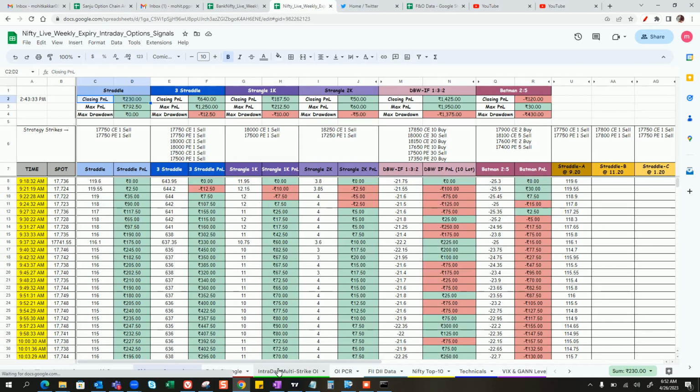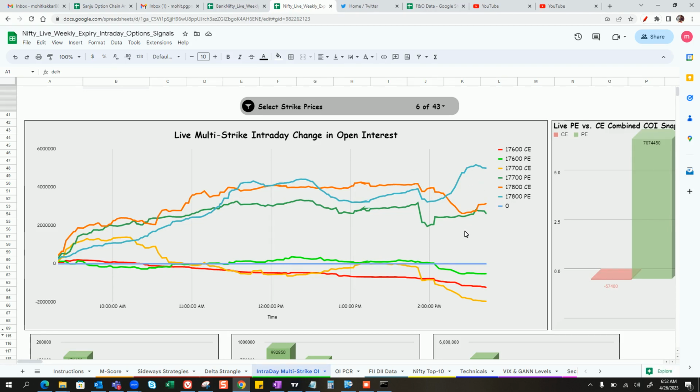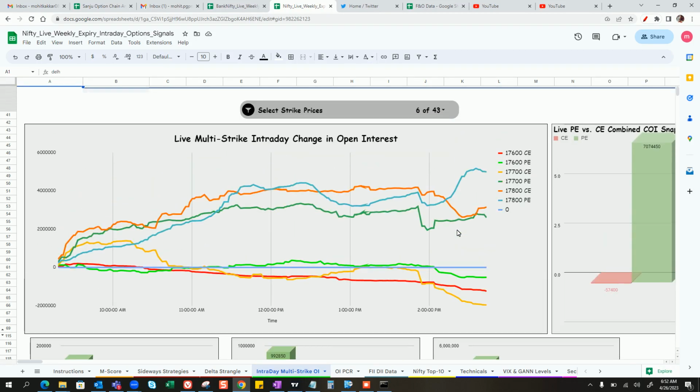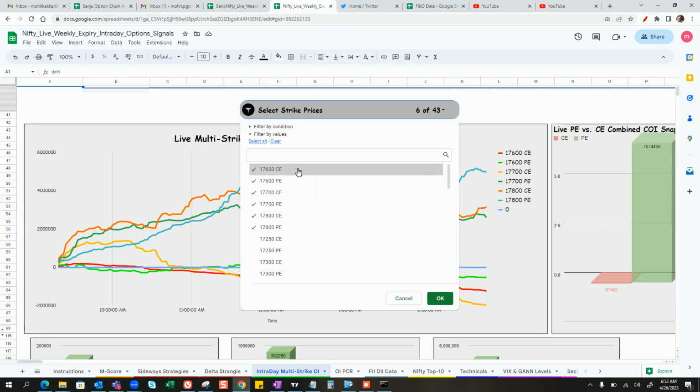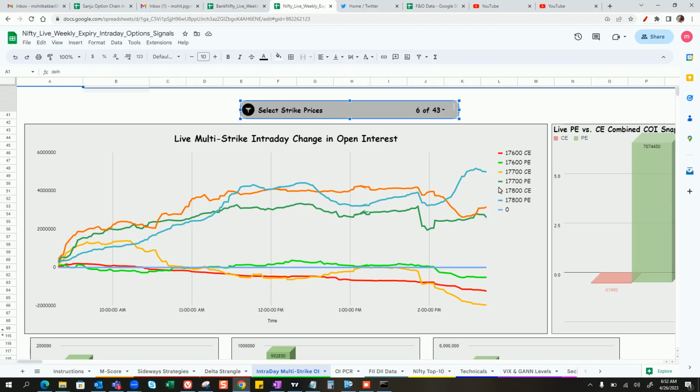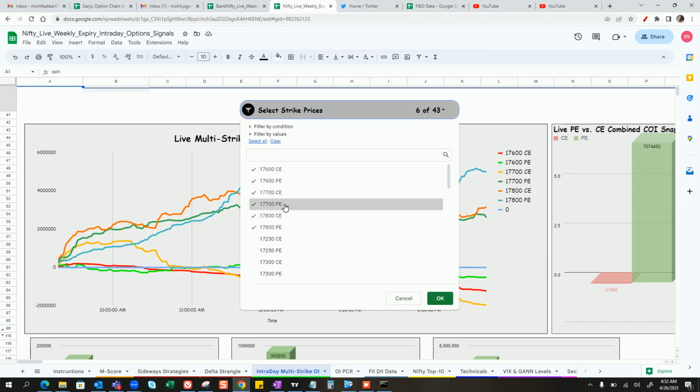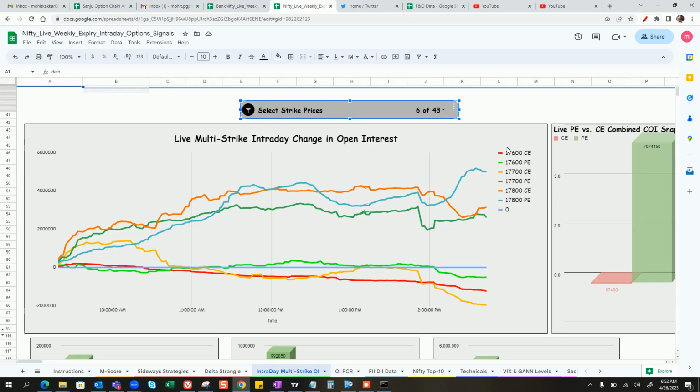And apart from this, I've added multi-strike OI. This is one of the paid features in other platforms like Sensibull, etc. So here you can select anything that you want to see. I generally keep members adding different strikes. So I ensure that we are checking only near the money in multiple strikes, open interest and change in open interest.